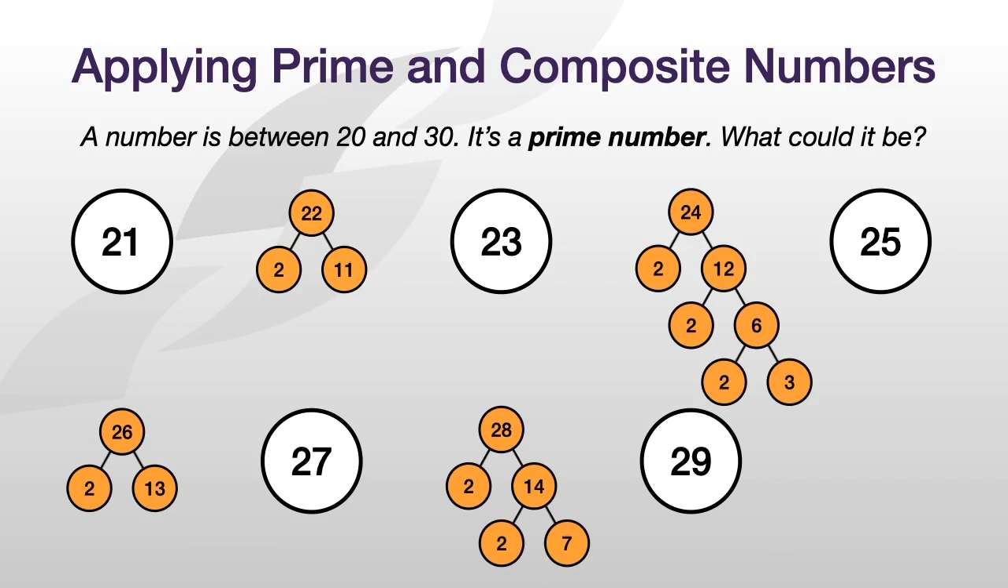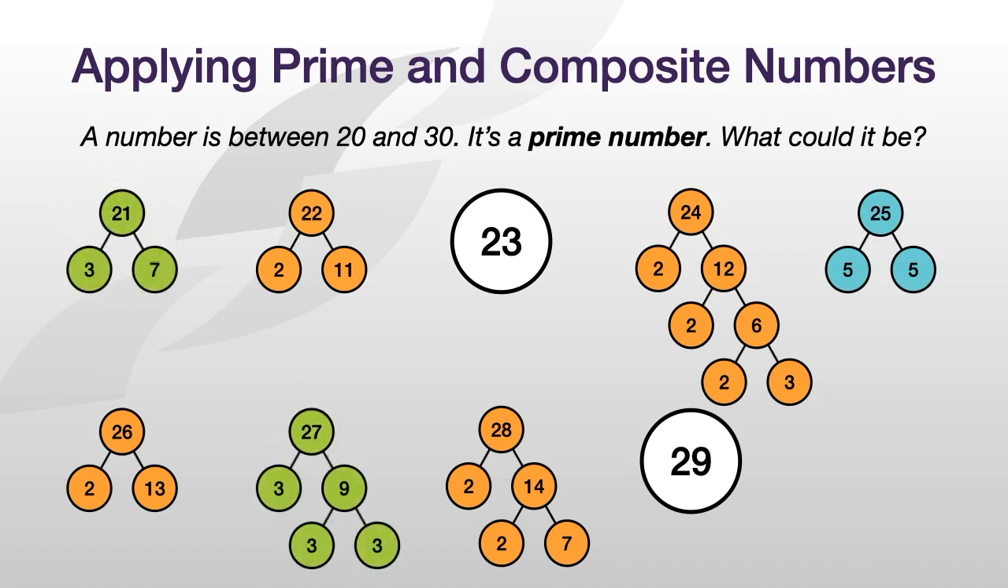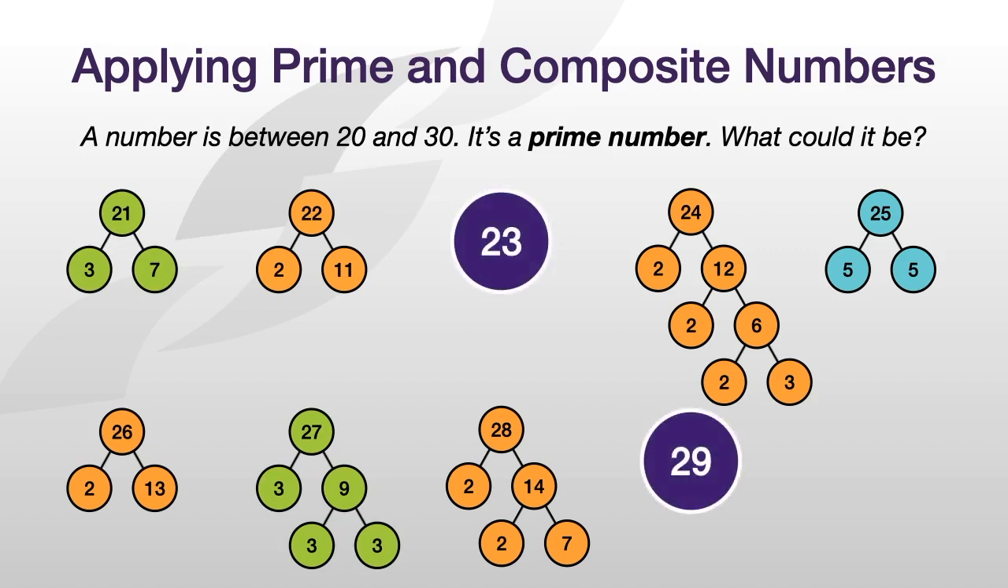We can also rule out 25, since it's a multiple of 5. 21 and 27 are composite. Each is divisible by 3. 23 and 29 each have 2 factors, 1 and themselves. They are prime. The number could be 23 or 29. This aligns with the list of prime numbers that we found earlier.